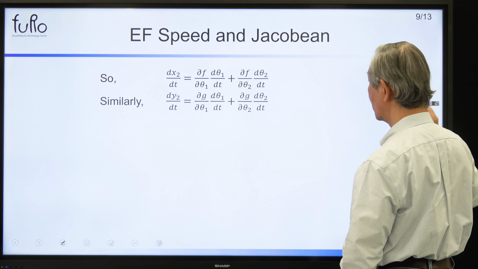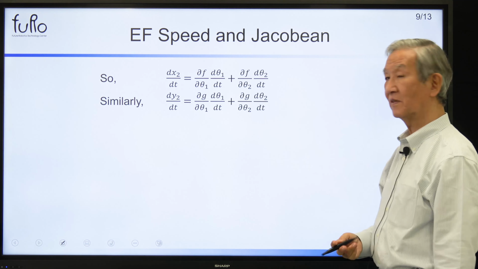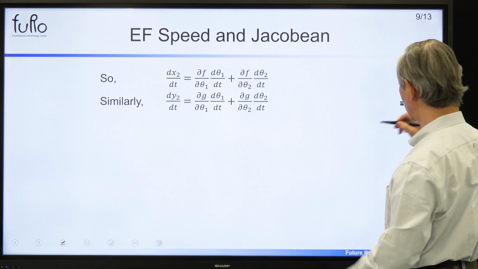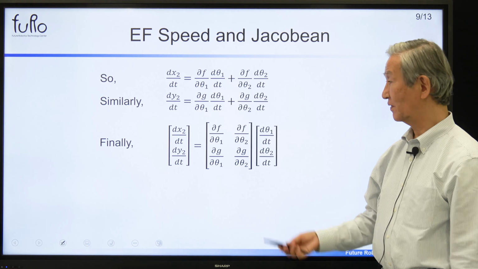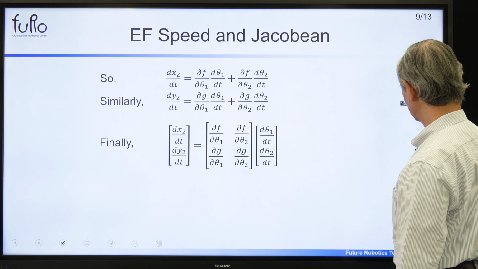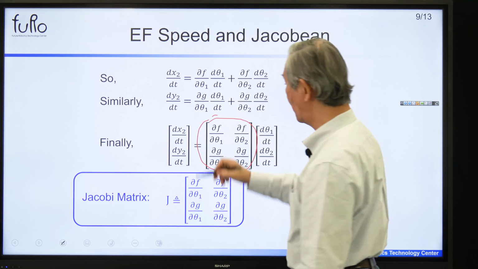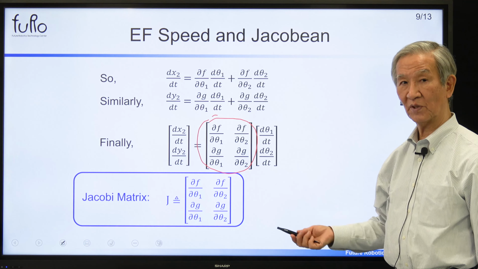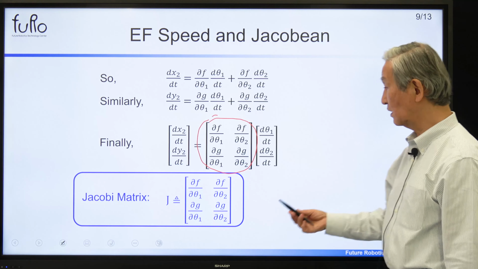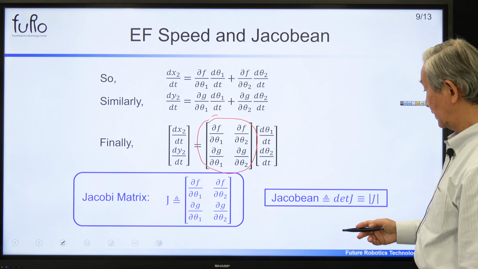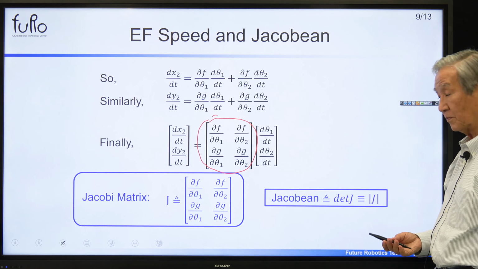And from this, easily you can say that dy to dt is pretty much the same thing. Instead of f, we use g. That's it. And if you have those two equations, we know that we can put them together into this form, vector matrix notation here. And this coefficient matrix here is such an important matrix that it has a name. This one is called the Jacobi matrix. And also the determinant of this matrix is called the Jacobian determinant.